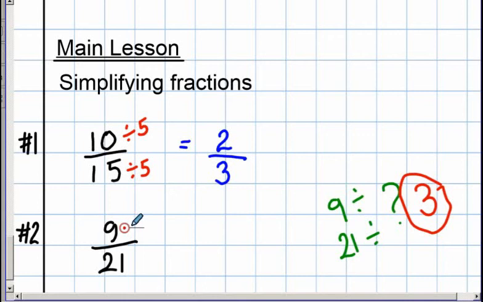So I'm going to divide the top by 3 and the bottom, because the whole secret of all this fraction work is what you do to the top, you have to do to the bottom. What you do to the bottom, you have to do to the top. 9 divided by 3 is 3. 21 divided by 3 is 7. Let's try that once more.